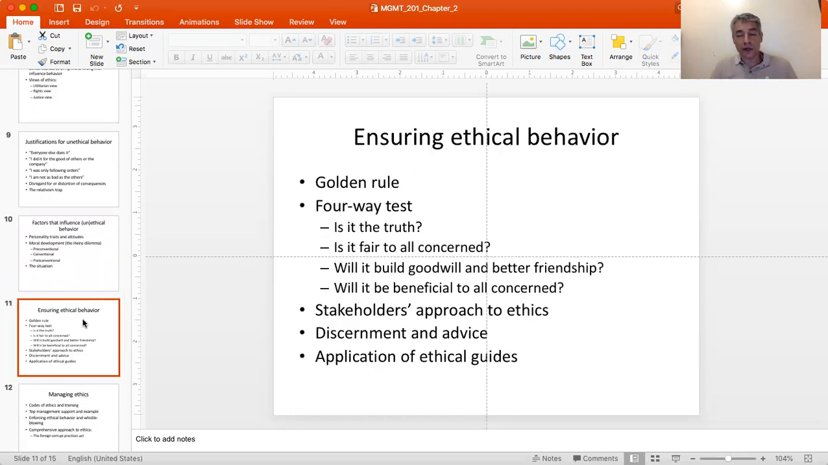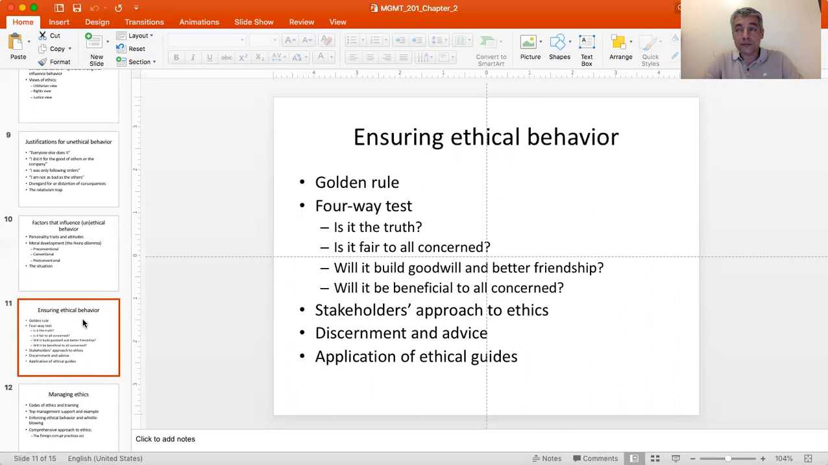So how do you ensure ethical behavior? If it is impossible to predict, if people can behave different ways in different situations, how do you ensure that they behave ethically? Well, there are some well-known techniques that have been with us for millennia, like the golden rule. Do unto others what you want them to do unto you. If you adopt that, then most of your behaviors will be inherently ethical.